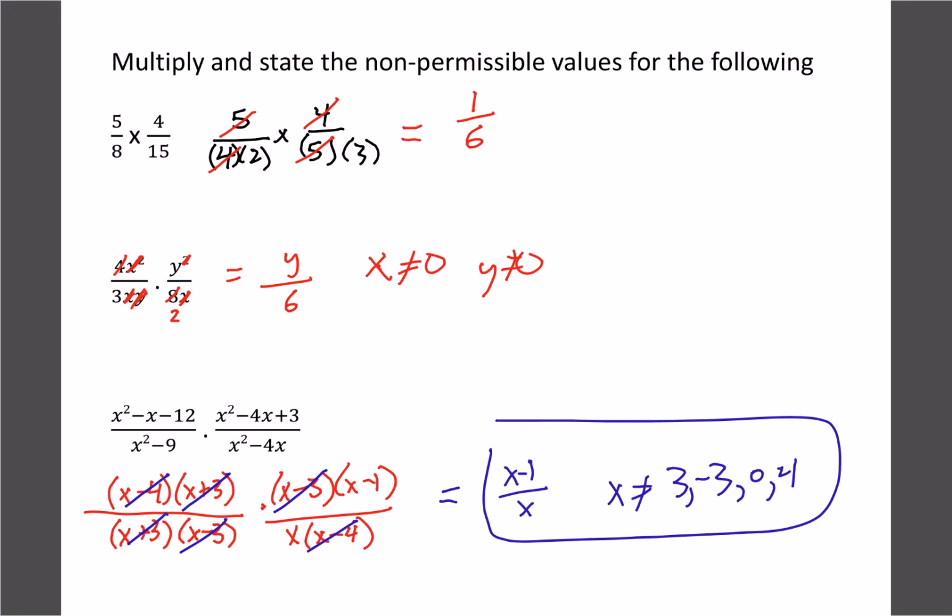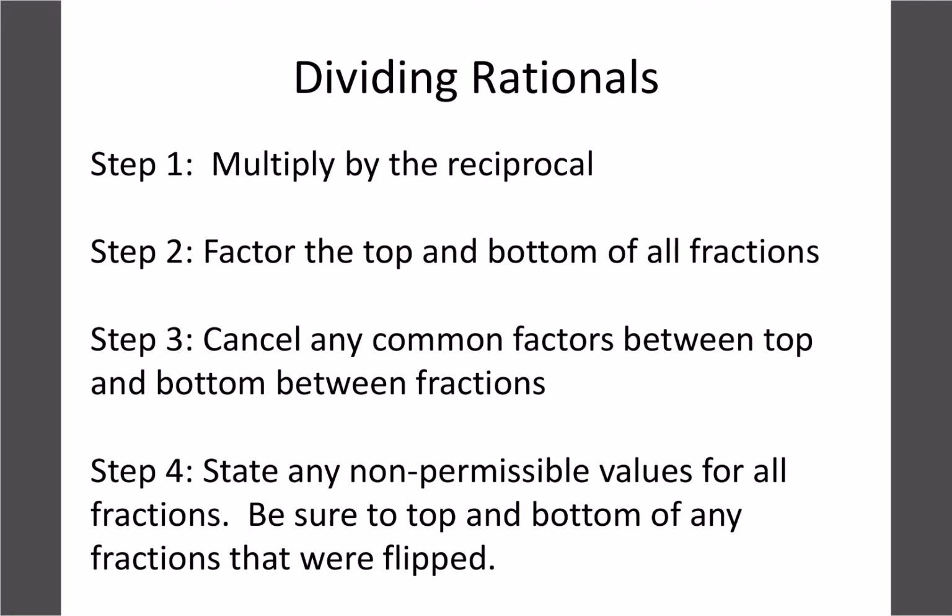And that's it. So you can see multiplying is really not much different than what we did before with simplifying. We just get two fractions that we can cancel in between. So now dividing, we basically do one extra little step.